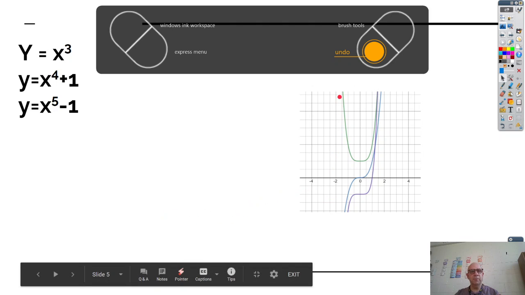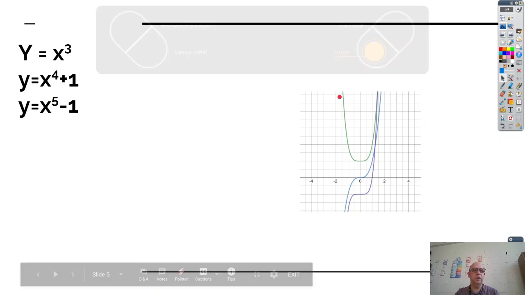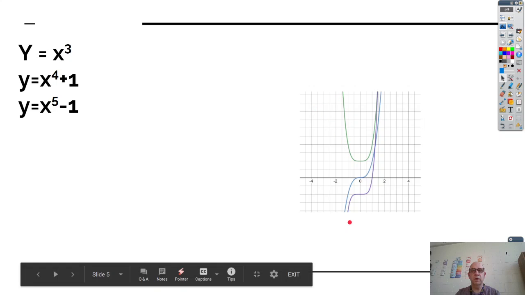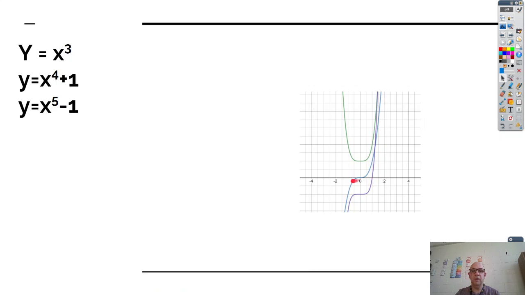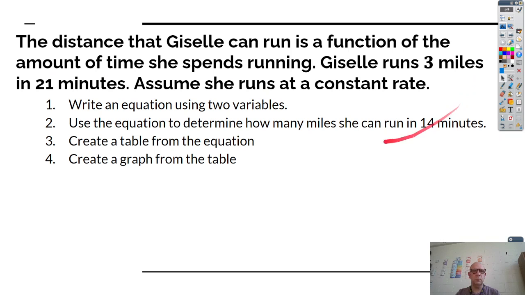The even numbers will be these parabolas, and the odd numbers will be these like steps. Okay, but functions and equations run basically the same way.